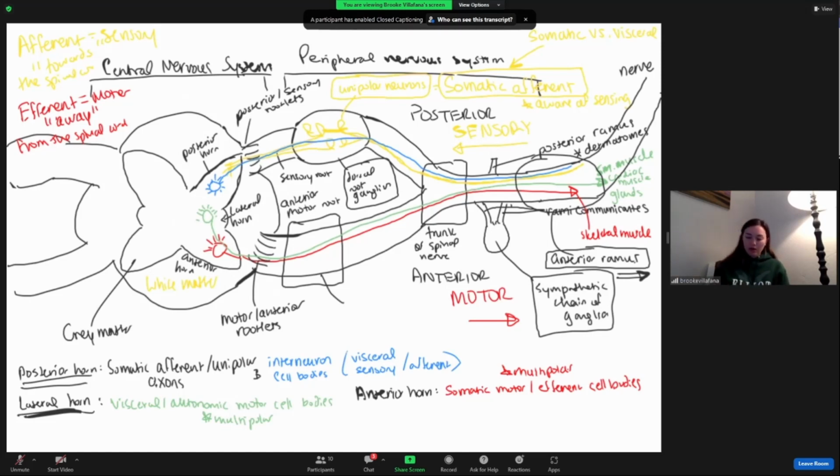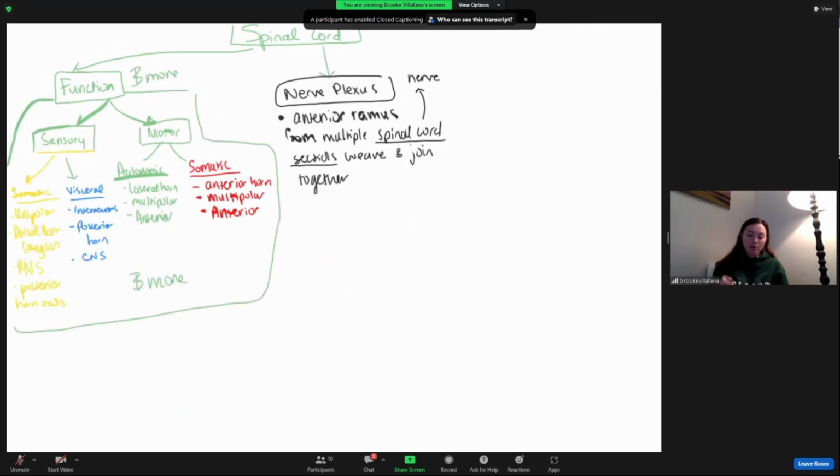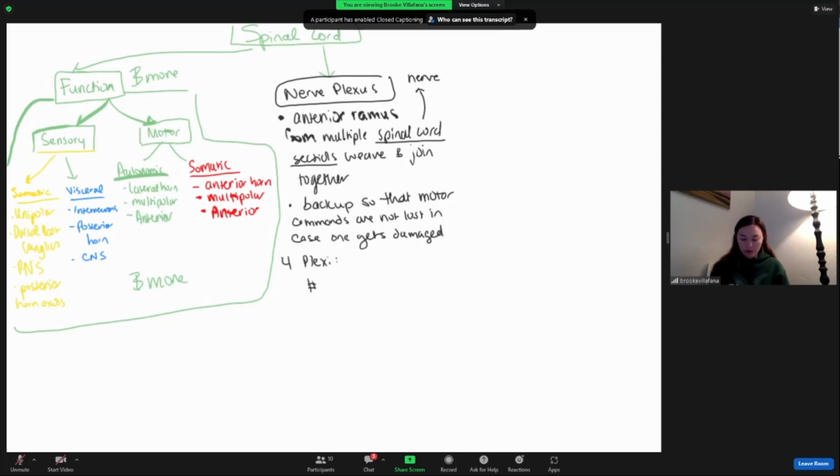So if we go back over here, a nerve plexus is when multiple anterior ramuses, multiple nerves, weave and join together. The function is to be a backup so that motor commands are not lost in case one gets damaged, right? If I keep all of those together and I accidentally damage one, that's okay. Now I have a lot of them together. There are 4 plexi. Plexi just means a large plexus.